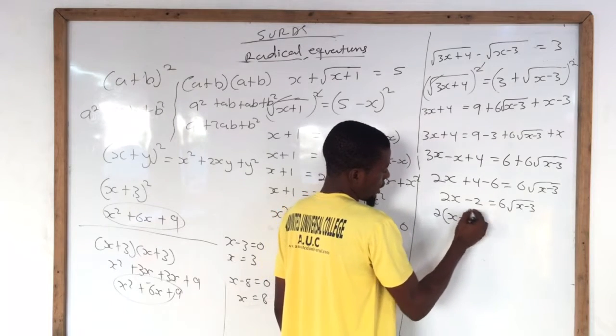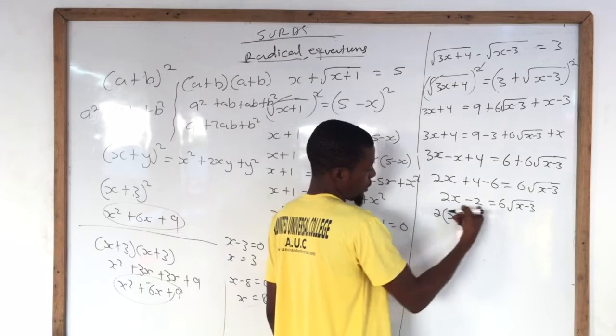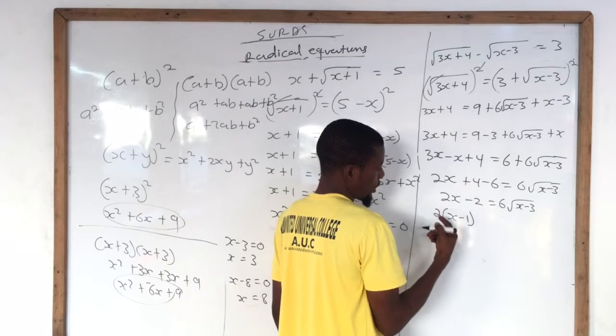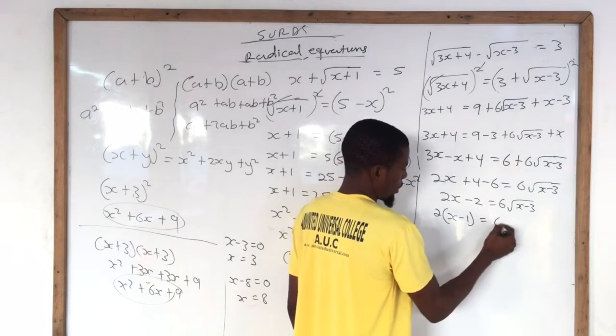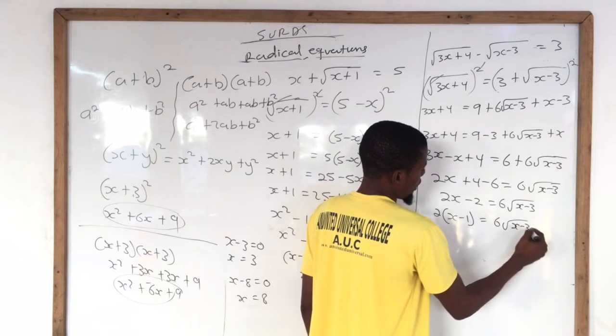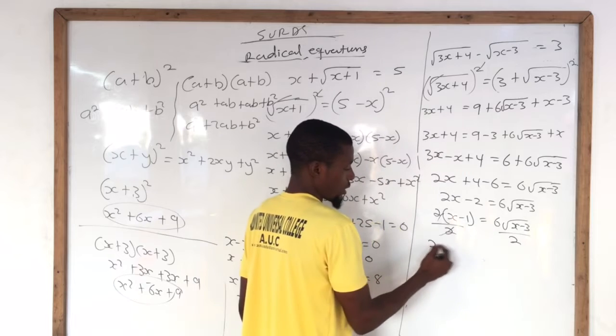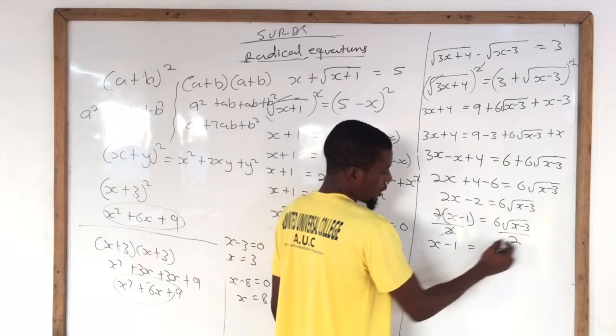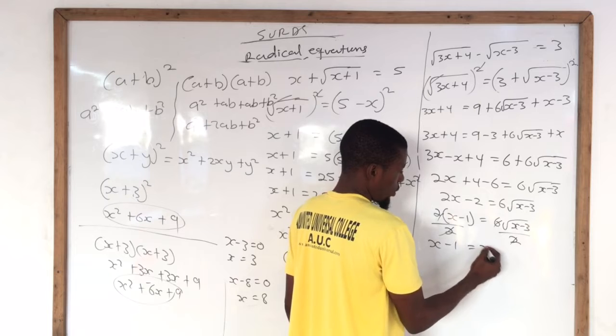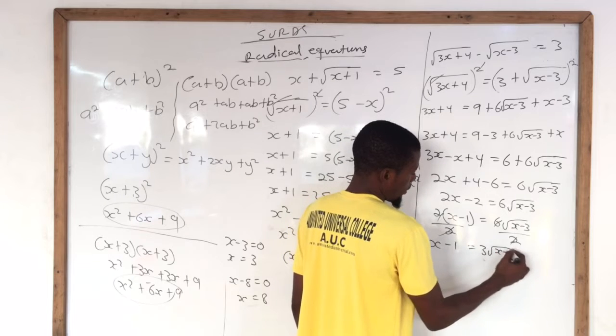So we have x minus 1. You know, if 2 comes out, 2 goes here, 1, 2 is out. So equals 6 root of what? X minus 3. If I divide here by 2 and divide here by 2, this cancels that. I have x minus 1 equals, this goes here 3. So I have 3 root of x minus 3.